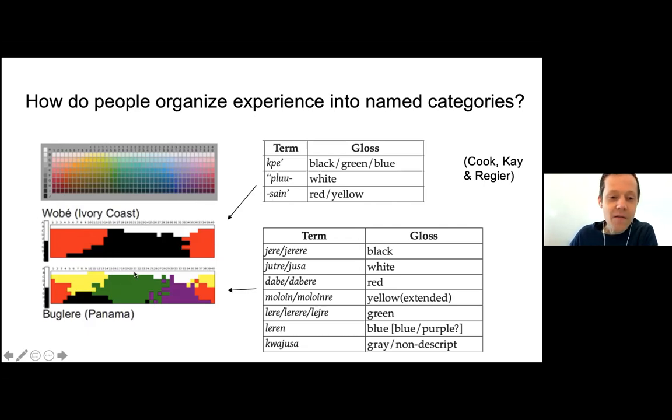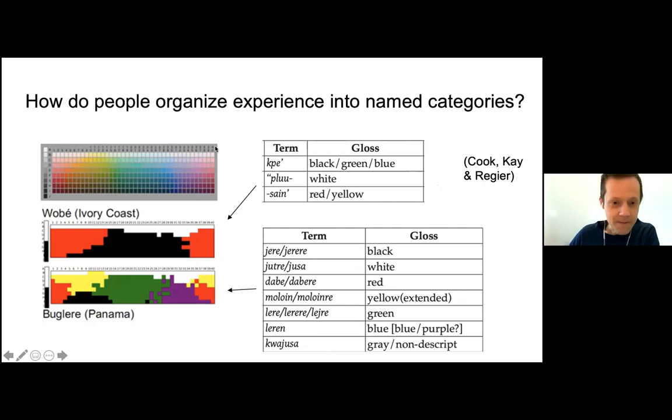We see different kinds of maps for different languages. This map here from Buglere is showing that there are more basic color terms in that language, and here's a list of them on the right. Looking at these maps is a good way to get a bird's eye view of what the categories are in a color naming system, how many of them there are, and where the boundaries between them might lie.